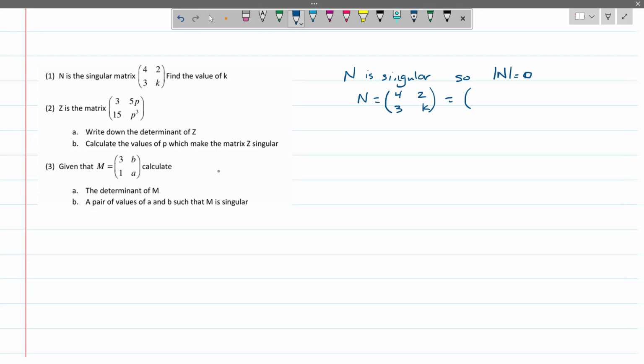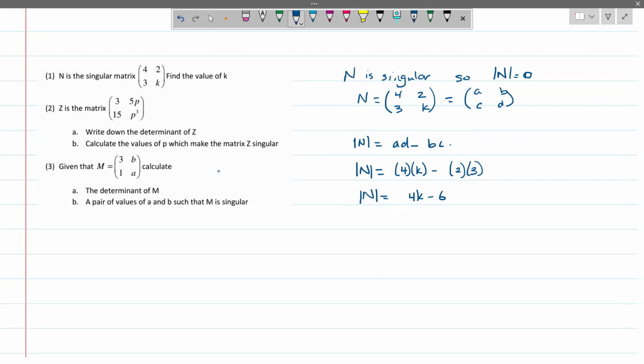I always like to equate it to A, B, C, D. So when I quote my formula, AD minus BC, it's easy for me to look up here and see what I'm multiplying. So 4 by K minus 2 by 3. So I get 4K minus 6.